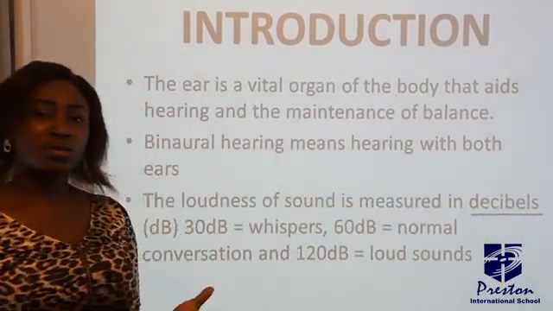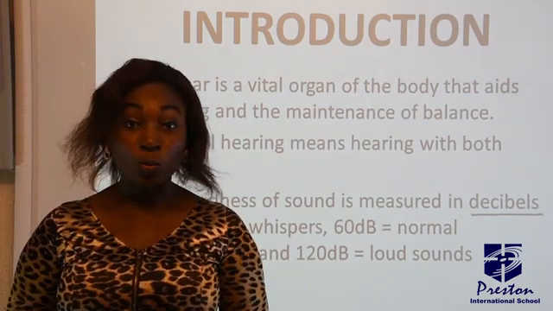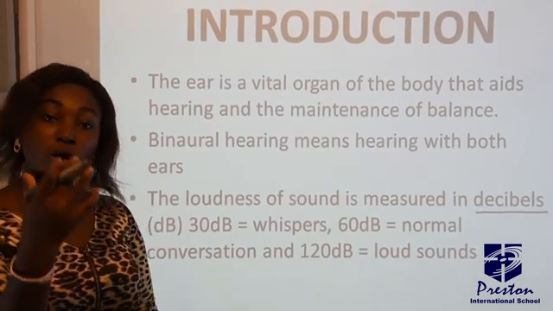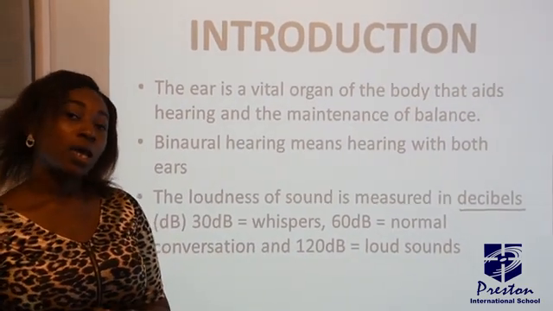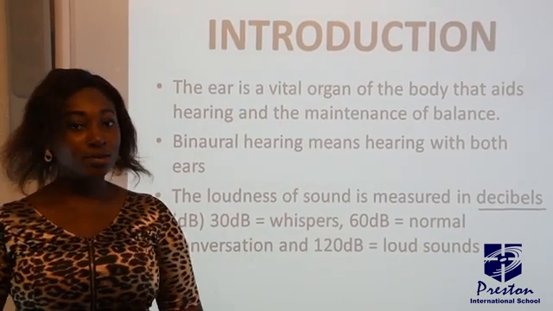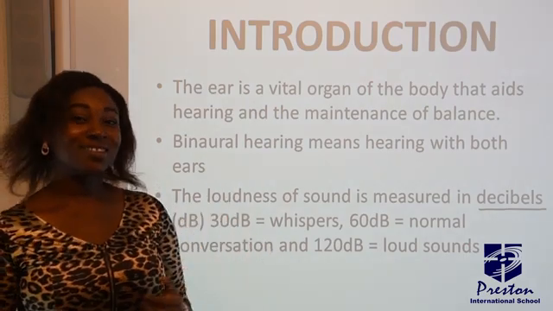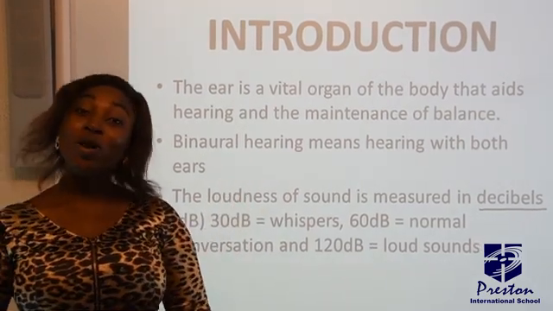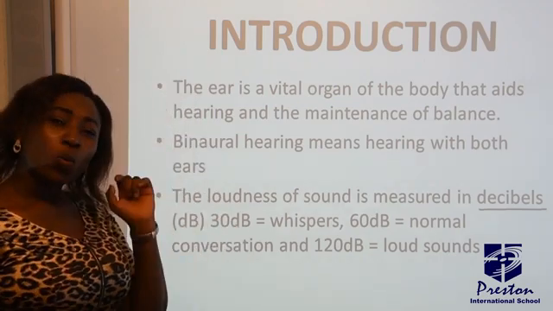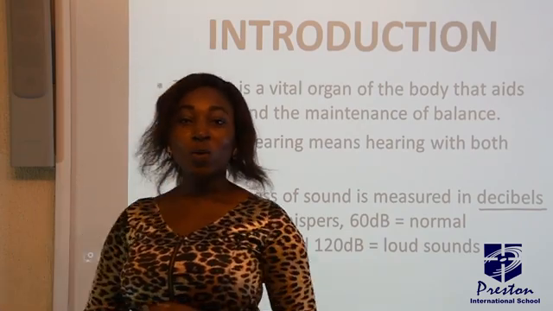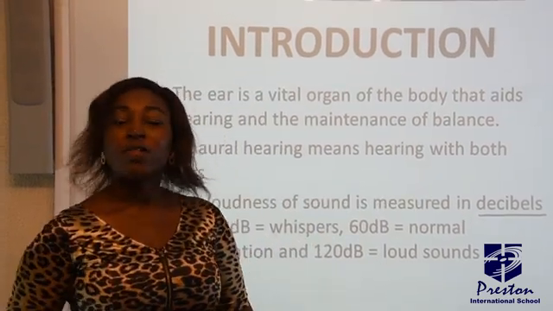Decibels. Now, how does this work? When you whisper to someone, you're likely to have about 30 decibels. Then when you talk with your normal voice, you are likely to have about 60 decibels. Then when you listen to a very loud voice or loud noise, you'll be calculating about 120 decibels. We also need to know that the smallest bones in the body are found in the middle ear. Then we have the outer part of the ear, which is made up of elastic cartilage.